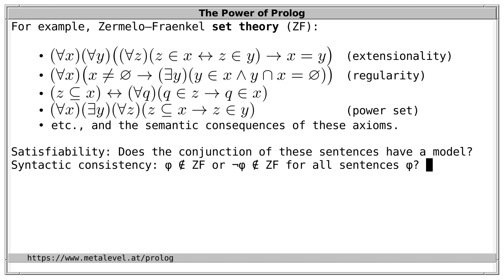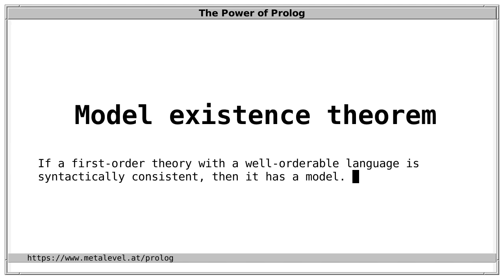Syntactic consistency of a theory means that for all sentences of the language, the theory doesn't contain the sentence and also the negation of the sentence. So for all sentences phi, either phi is not in the theory or the negation of phi is not in the theory. And importantly, one can show that for first-order theories with a well-orderable language, the semantic notion of consistency coincides with the syntactic notion. Because if such a theory is syntactically consistent, then it has a model.